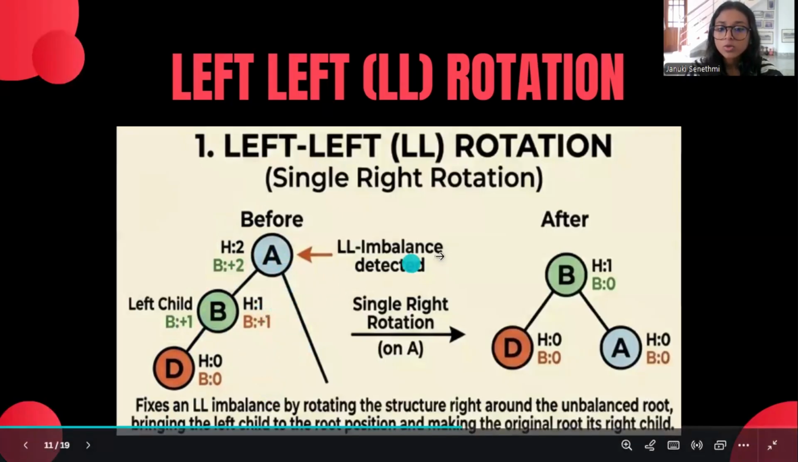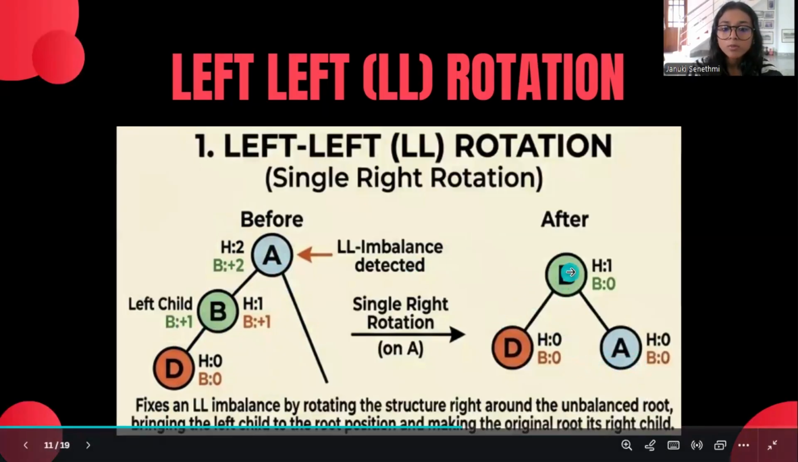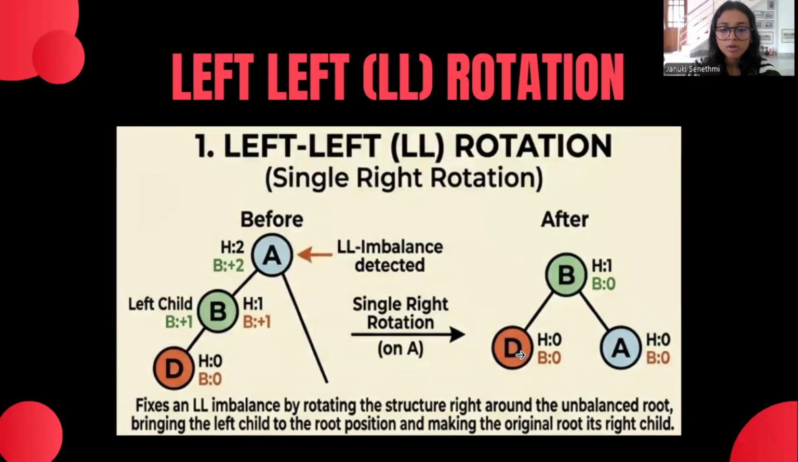To fix this, we perform a single right rotation on node A. After rotation, B moves up and becomes the new root, D remains on the left, and A shifts to the right side. Now the balance factor returns to 0 and the AVL tree becomes balanced again. A simple way to remember this is: too much left on the left side means rotate right.